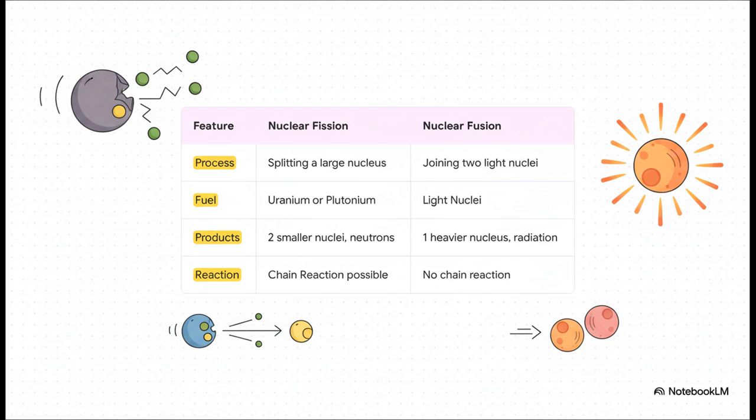First up, the process. Fission is splitting. Fusion is joining. Easy. What about the fuel? Fission needs big, heavy stuff like uranium. Fusion needs light things like hydrogen. And the products? Well, fission gives you 2 smaller nuclei plus those extra neutrons. Fusion just gives you 1 heavier nucleus and energy. And finally, and this is a big one, the reaction type. Remember, fission is the one that can cause a chain reaction. Fusion doesn't work like that.